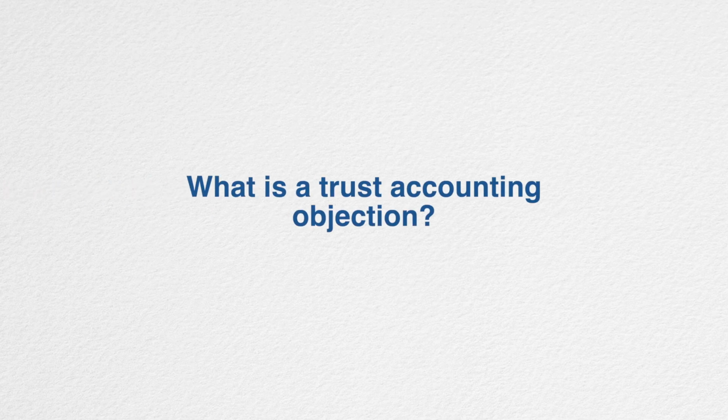What is a trust accounting objection? Every trust beneficiary has the right to object to a trustee's accounting filed with the court. The objection can be based on a number of claims, including: 1. Incomplete, inaccurate, false, or fraudulent trust accounting information. 2. Mismanagement of trust assets. 3. Waste of trust assets. 4. Theft of trust assets. 5. Failure to fully account for trust assets. And/or 6. Failure to make trust assets productive.